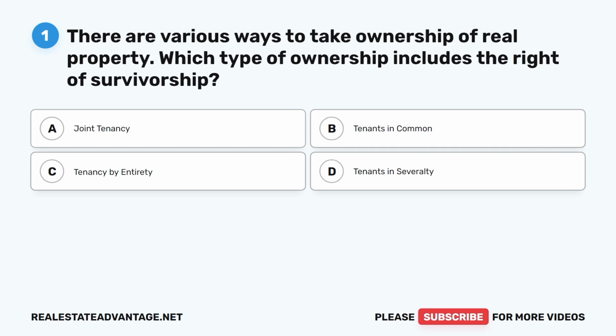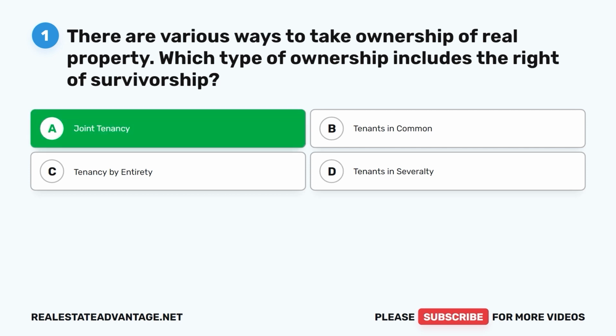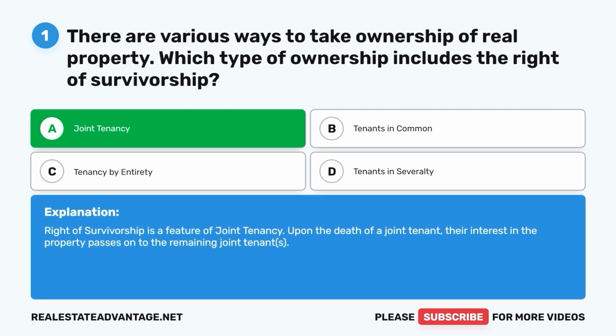Question 1. There are various ways to take ownership of real property. Which type of ownership includes the right of survivorship? A. Joint tenancy. B. Tenants in common. C. Tenancy by entirety. D. Tenants in severalty. The correct answer is A. Joint tenancy. Right of survivorship is a feature of joint tenancy. Upon the death of a joint tenant, their interest in the property passes on to the remaining joint tenants.